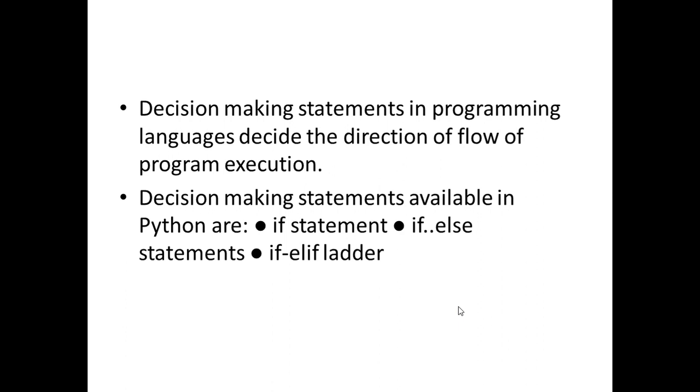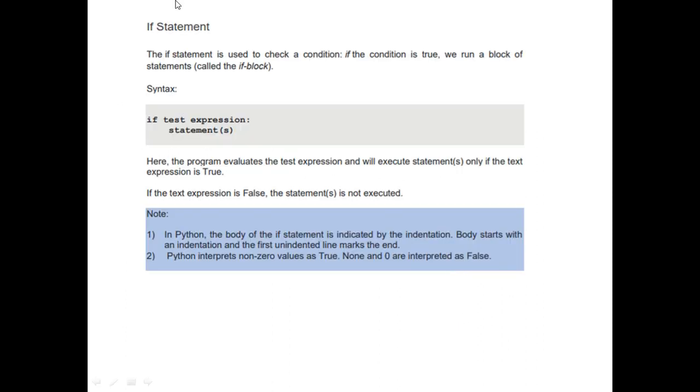Now we are going to talk about decision making statements. Decision making statements include certain conditions, and depending on the condition, we decide whether we go for the yes route or the no route of the condition. The condition will have two possibilities, either true or false. And depending on the condition, we decide one course of action if the condition is true, and another course of action if the condition is false. In Python, we have if statement, if else, and if elif ladder.